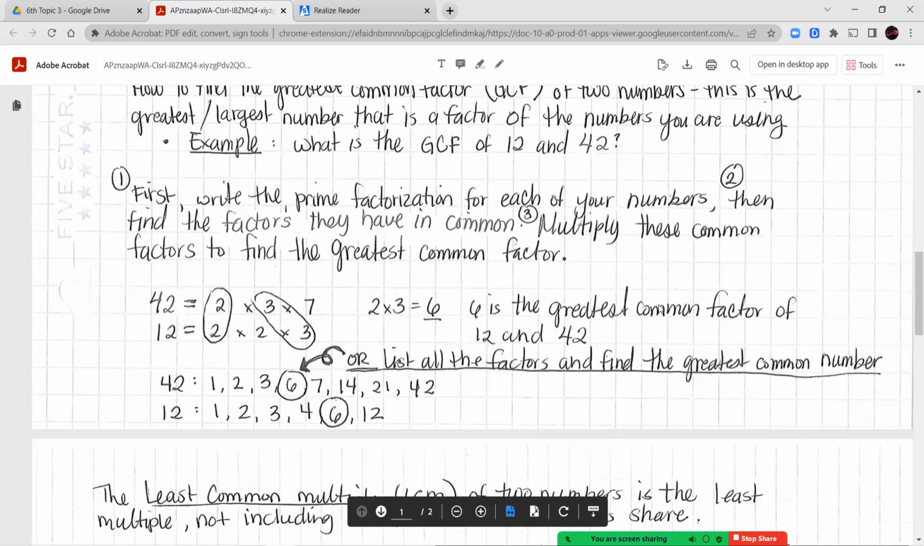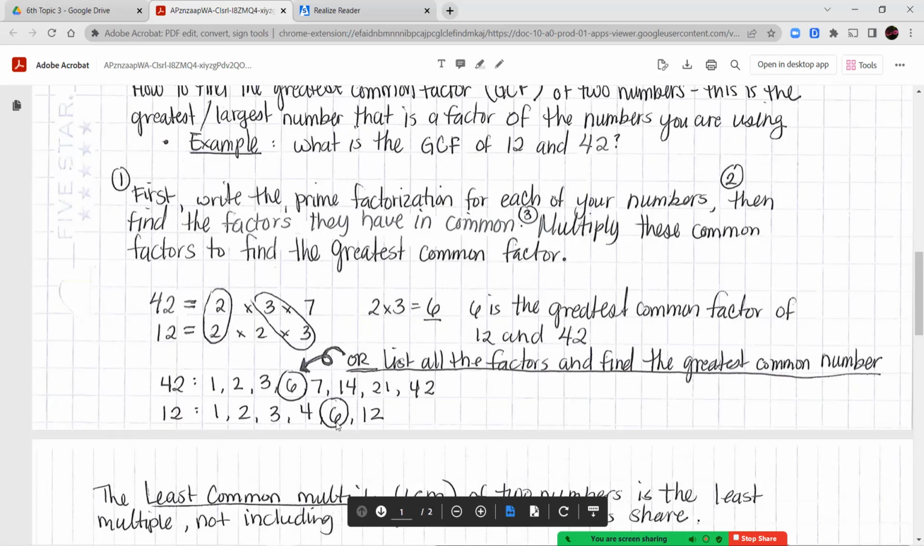Another way that you can do it, which is a bit easier for me because it makes it a lot more visual, is I start listing the factors for each one of those numbers. So each one of these numbers is a factor of 42: 1 times 42, 2 times 21, 3 times 14, 6 times 7. So I list them in numerical order. For 12, you have 1 times 12, you have 2 times 6, or you have 3 times 4.